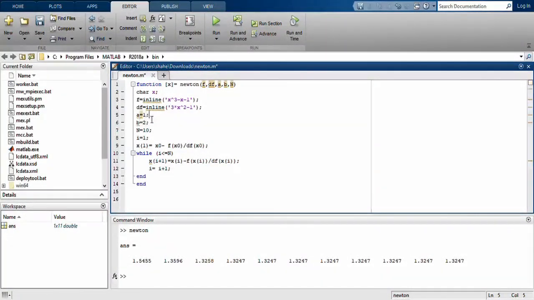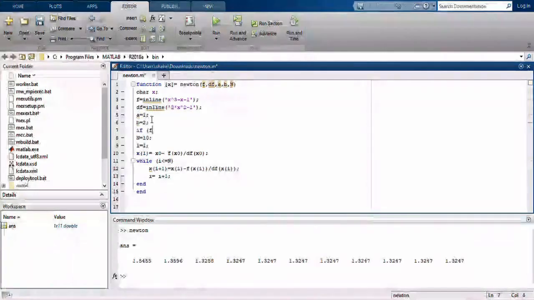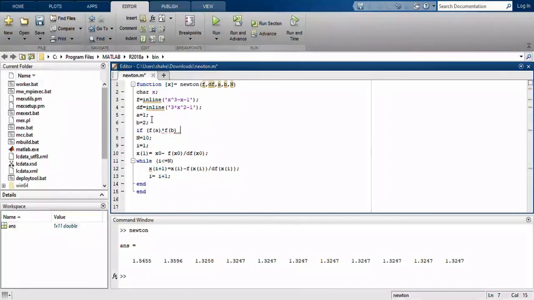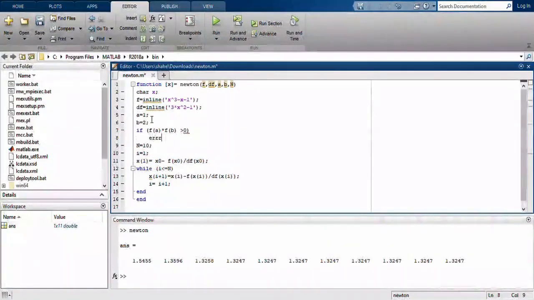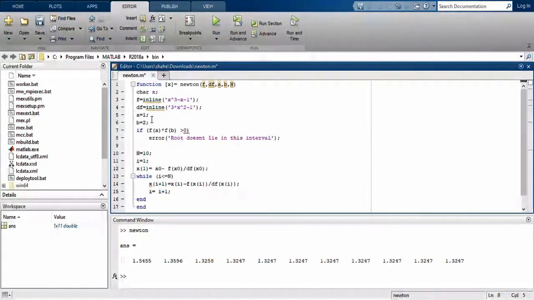Now apply the opposite signs condition. If f of a multiplied by f of b is greater than 0, that means same signs, then display an error or print whatever you want to write: root does not lie in this interval. If this condition is not met, then else do this.